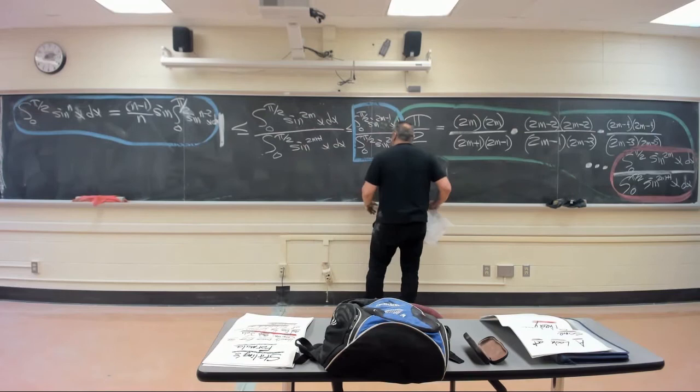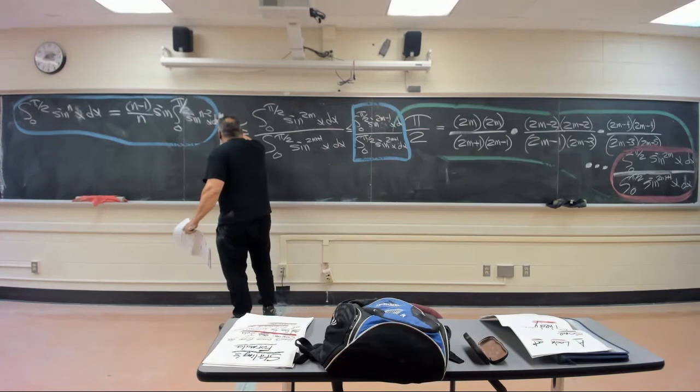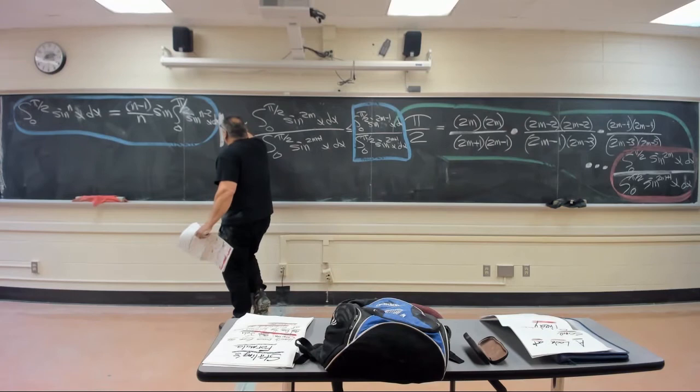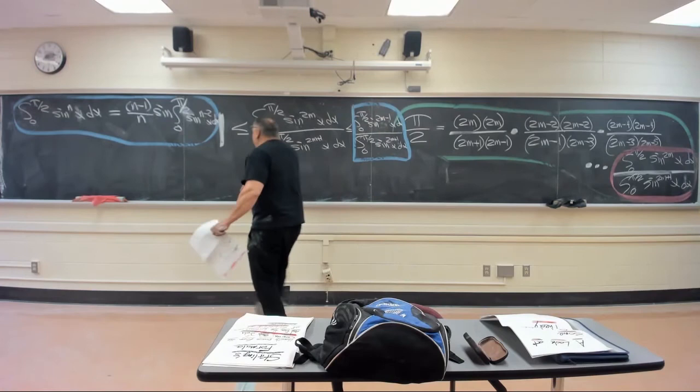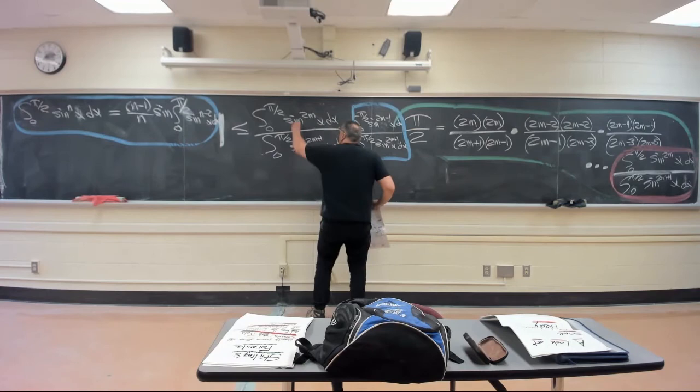So if you divide by the same thing on each side, the integral of sine to the 2m plus 1 of x dx divided by the integral of sine to the 2m plus 1 of x dx. Yeah, anything divided by itself is 1. That's the same thing on the bottom. This is bigger. We said that earlier.